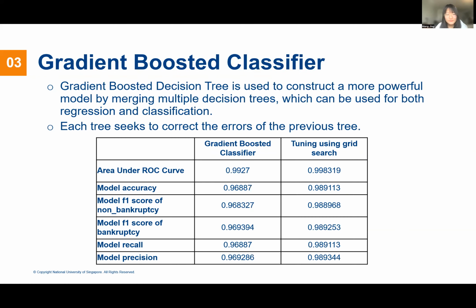Next. One of the major drawbacks of decision trees is that they always overfit the training data, and the gradient-boosted classifier is one of the most useful ways to solve this problem. The gradient-boosted classifier is used to construct a more powerful model by merging multiple decision trees, and can be used for both regression and classification. Unlike the random forest approach, gradient boosting uses a sequential approach to constructing trees, where each tree seeks to correct the error from the previous one.